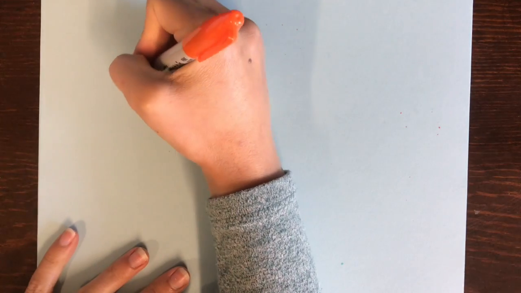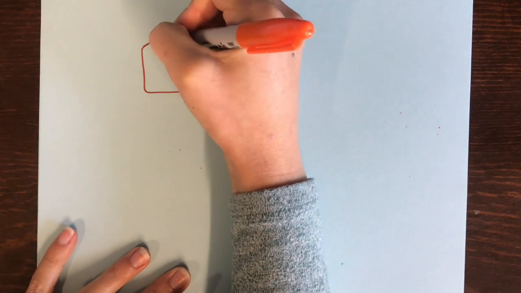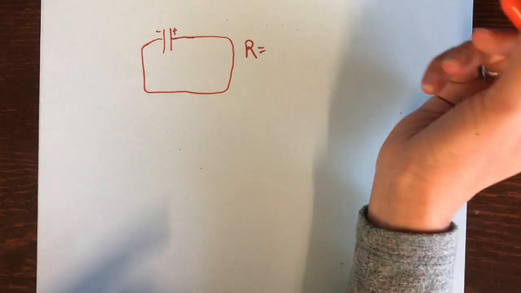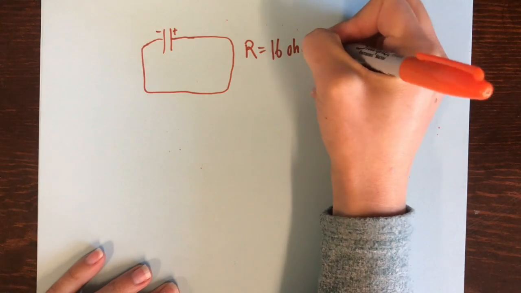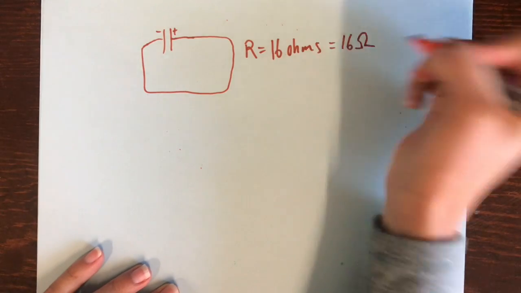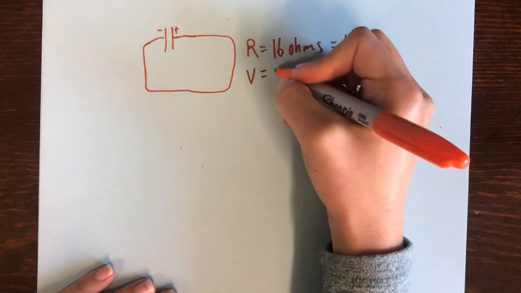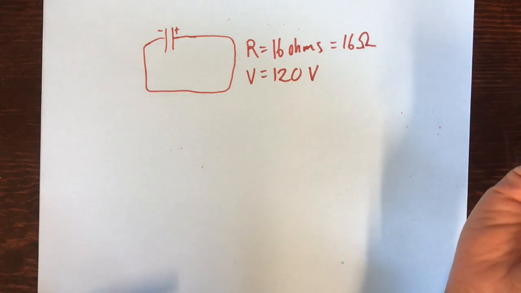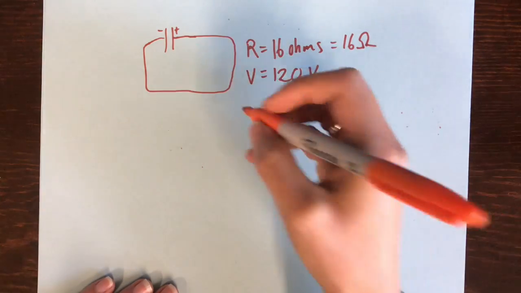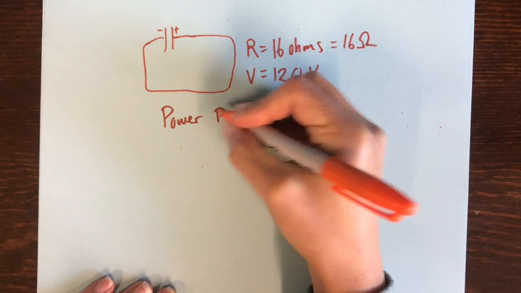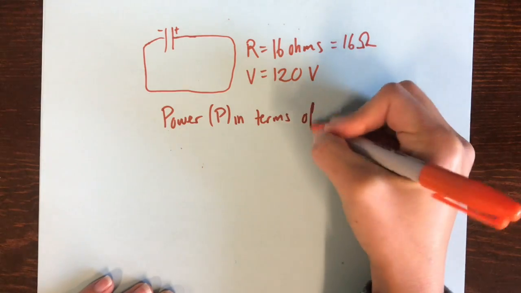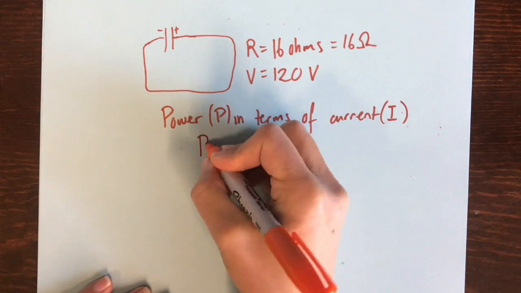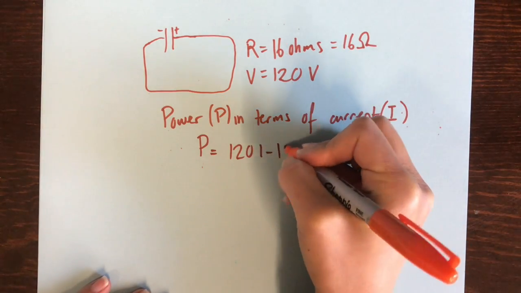Let's go ahead and take an example with a circuit. Let's suppose that this particular circuit has a certain resistance and a certain voltage. So the resistance is going to be 16 ohms, which is a symbol that looks like that. And then the voltage is going to be 120 volts. This isn't really important for this problem because they're actually just going to give us the equation directly. So they say that the power of this particular circuit, which I'm going to use P to stand for, in terms of current I, is P is equal to 120I minus 16I squared.